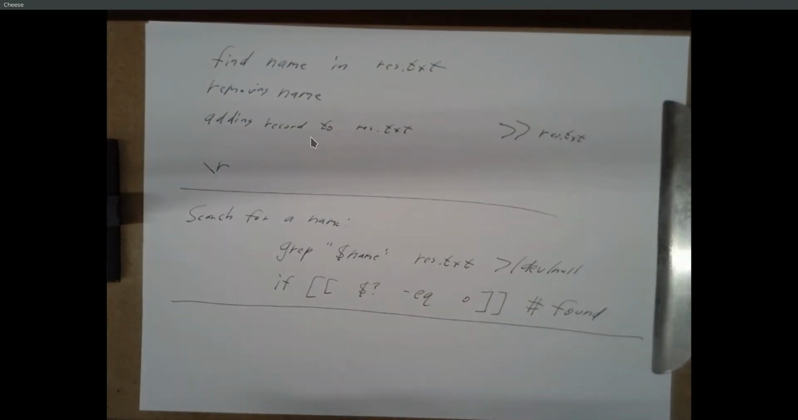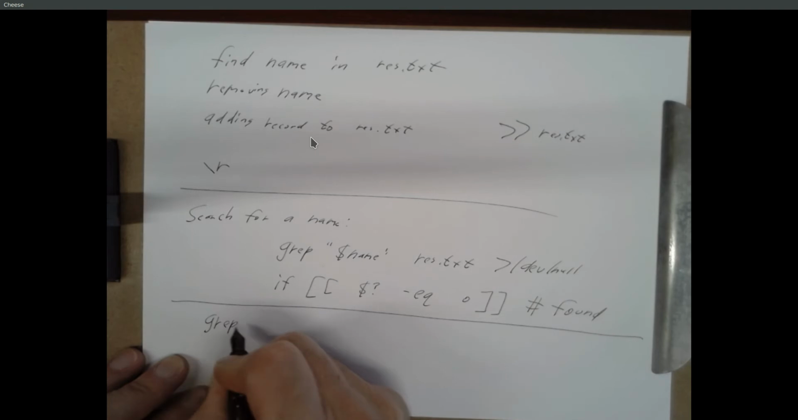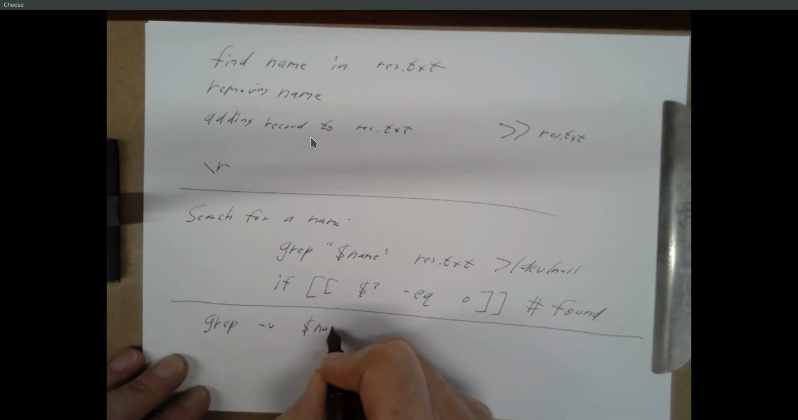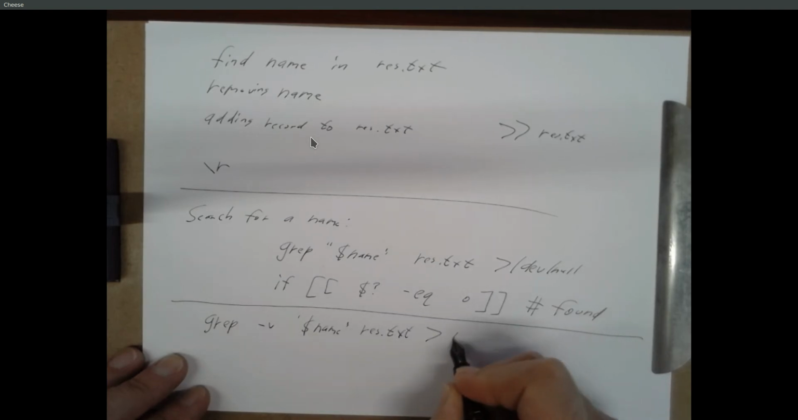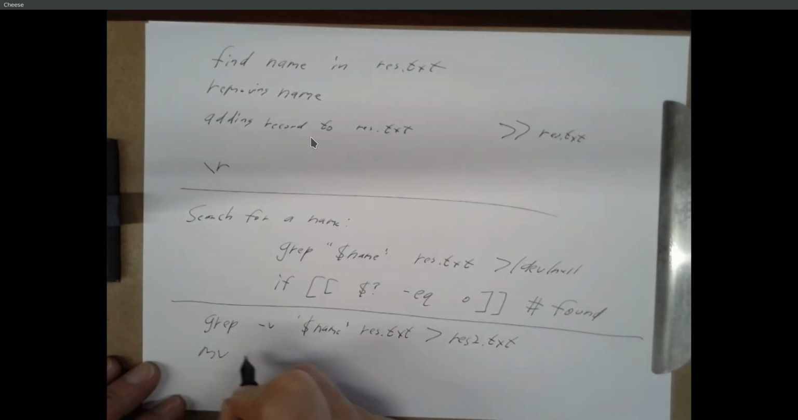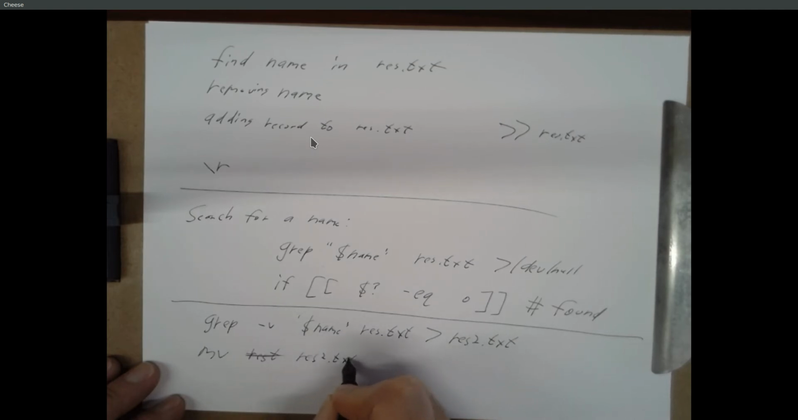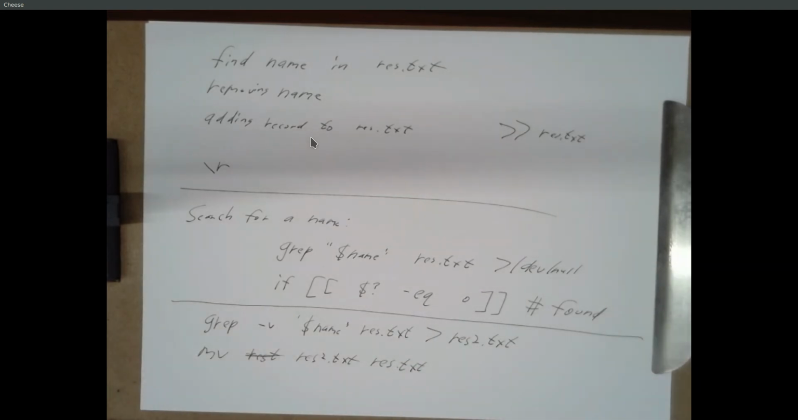So that's the other option. grep -v $name res.txt greater than res2.txt, and then maybe do something like move res2.txt back into res.txt. And now you've basically removed that line from res.txt. There's other ways you can do these things, but that's some examples of ways that'll work.